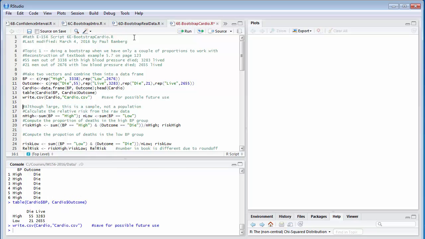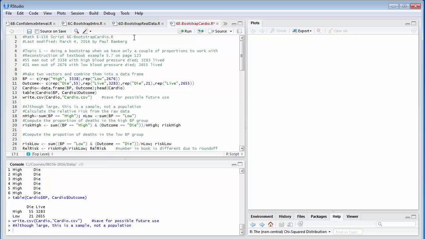Now this is large, but it's not really a population. It's a sample, isn't it? So what we can do is bootstrap from it. Bootstrapping basically means taking a sample and treating it as if it were truly a population.